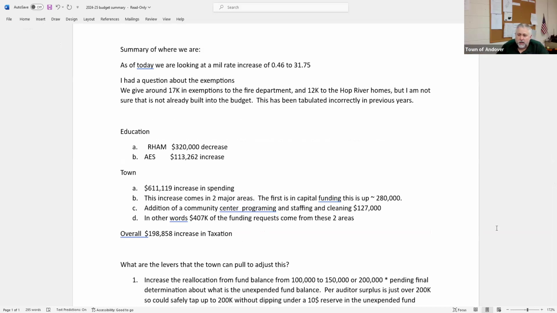The first is capital spending. That's up around $280,000. And the second is the all-up cost for running a community center, which is about $127,000, which includes staffing, cleaning, and then everything associated, benefits, everything included with actually running a community center. So those two things combined are about $407,000 out of that $611,000 increase. Okay, so there's $204,000 of additional spending.